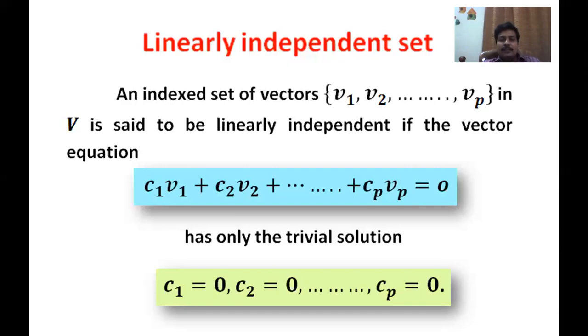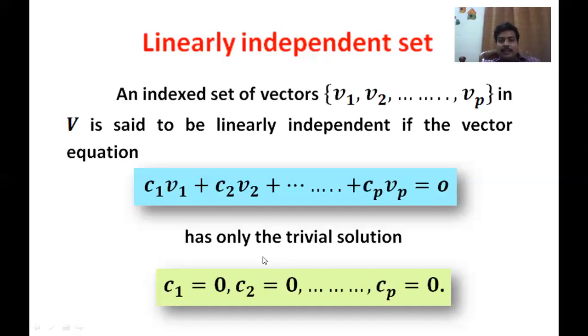We can find that in real numbers or any scalars: 2 into 5 plus minus 5 into 2 is equal to 0. So I can find non-zero c1, c2. So those are linearly dependent. The 5 rupee coin and 2 rupee coin are linearly dependent when I am using real numbers as scalars.